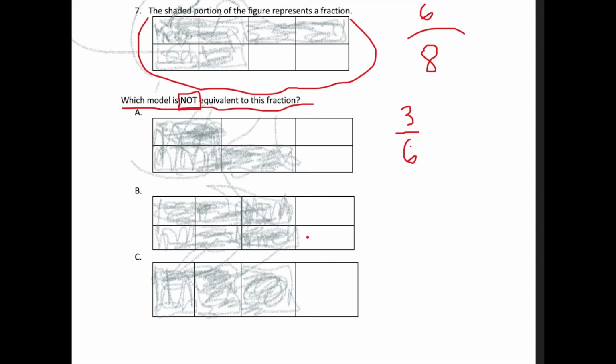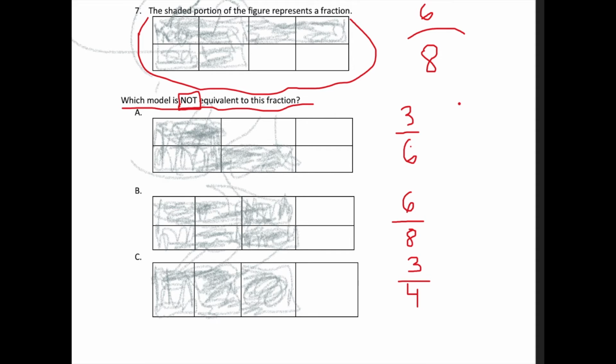But let's label the rest of them. So we have 8 total parts. How many are shaded? We have 2, 4, 6. So 6 eighths. We know already 6 eighths is equivalent to 6 eighths. So we know B cannot be what? The correct answer. Now let's look at C. We have 4 total parts, and we have 3 that are shaded. 3/4. So now we can X out B because we know 6 eighths is equivalent to 6 eighths.